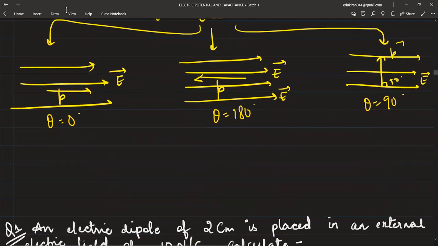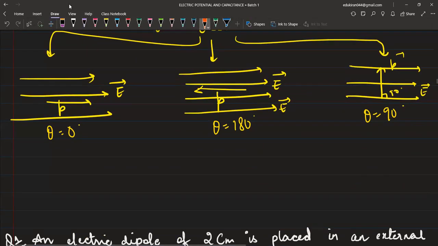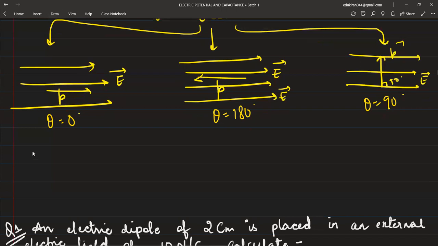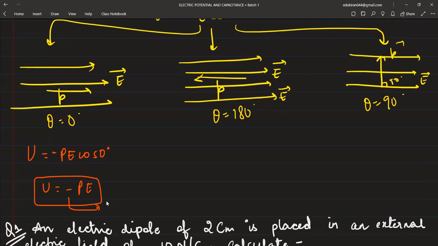So see, once you have it aligned at 0 degree, we'll have minus P E cos 0 degree, so we can write it as minus P E. Negative potential energy means the stable equilibrium condition. It's the stable energy, and this is the minimum potential energy possible.